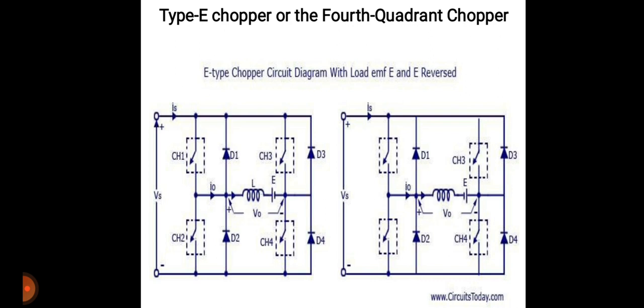First, the operation of this chopper in the first quadrant. For first quadrant operation CH4 is kept on and CH3 is kept off, and CH1 is operated. With CH1 and CH4 on, load voltage V0 is equal to Vs, that is source voltage, and load current I0 begins to flow.